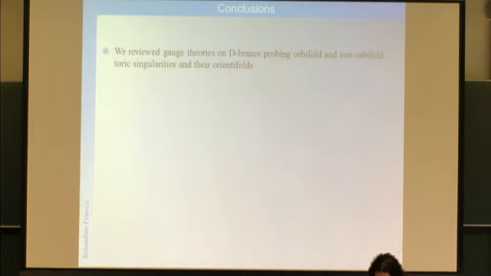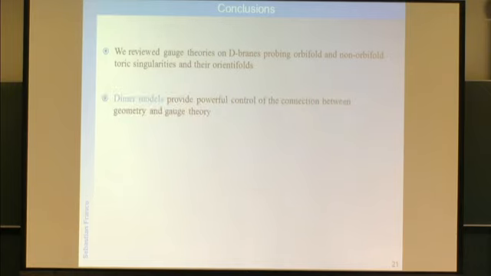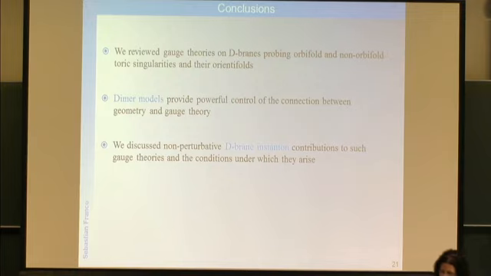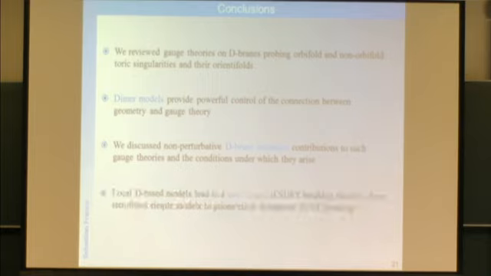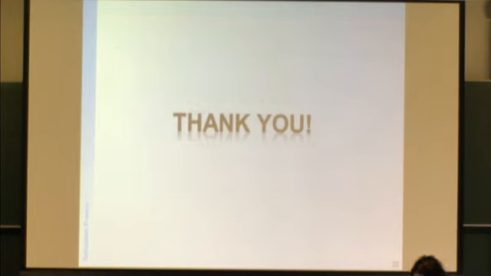Okay, so conclusions. Of the 2 talks that we had today, we reviewed gauge theories on D-branes, both on orbifolds and non-orbifold singularities, and orientifolds. Dimer models are an efficient tool for connecting them to geometry. We saw the effect of D-brane instantons and the contributions that they make to the gauge theories. And local D-brane models lead to a very wide range of supersymmetry breaking theories, and I just showed some selection of them, and I think that it's interesting to investigate them in more detail. So that's it.